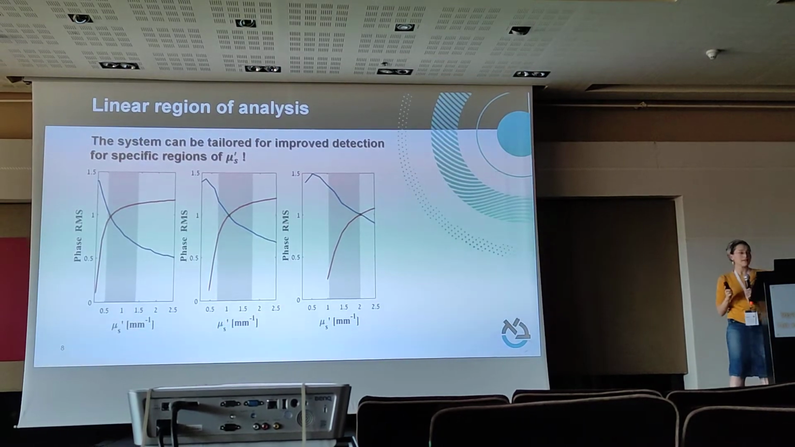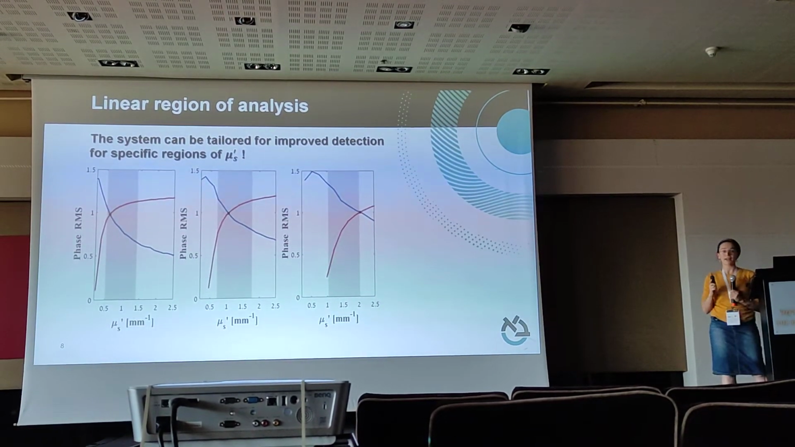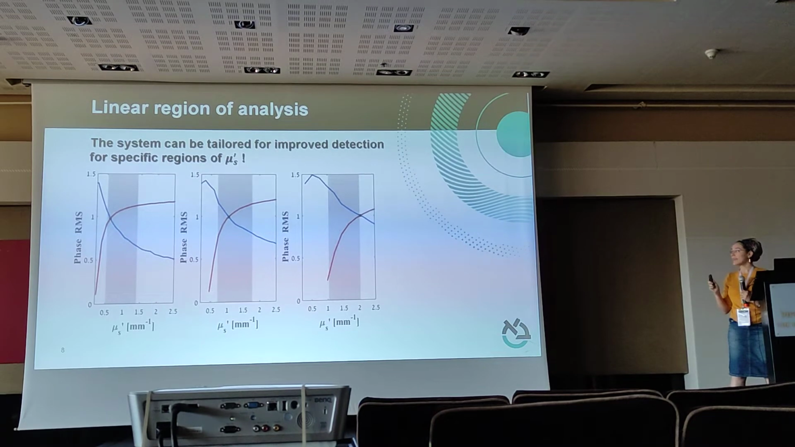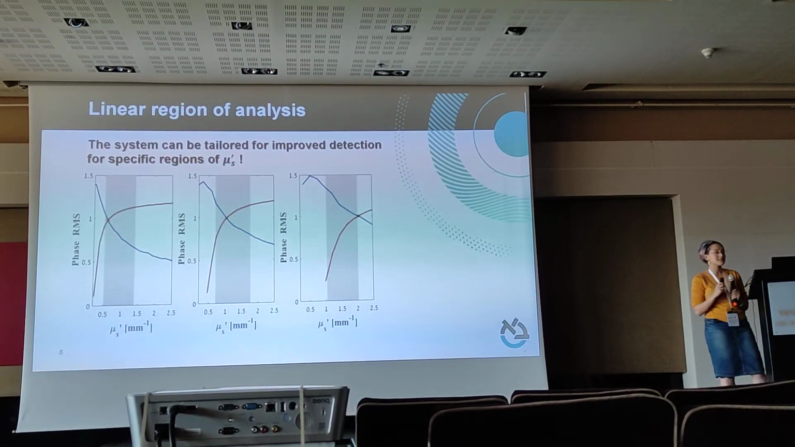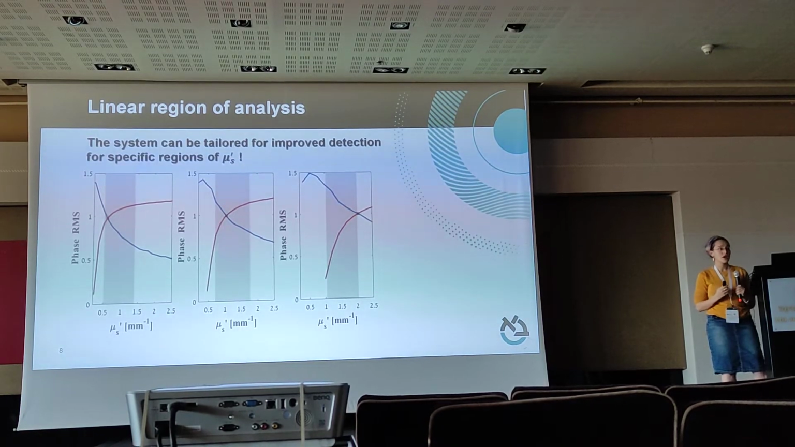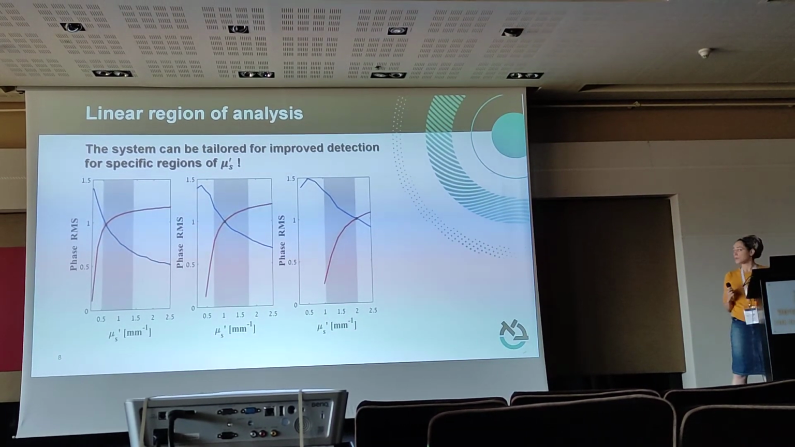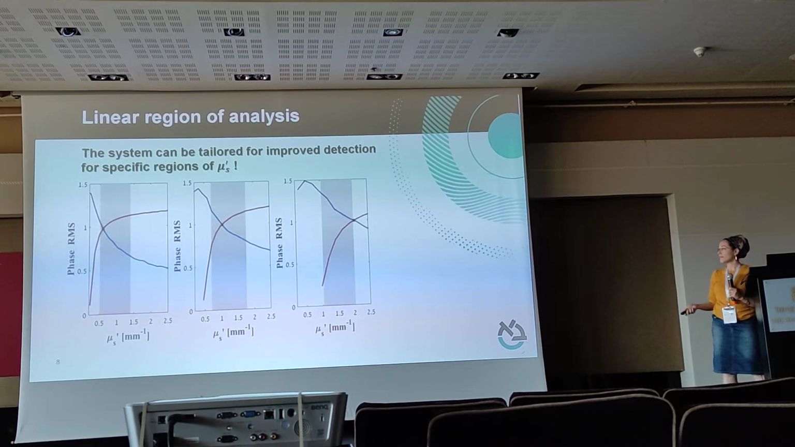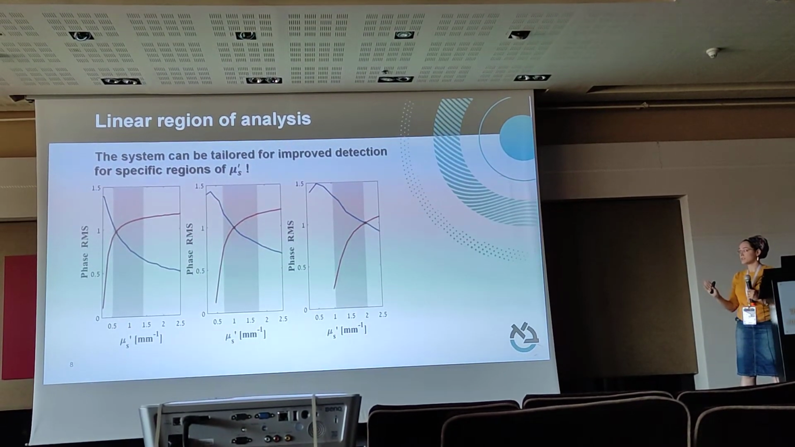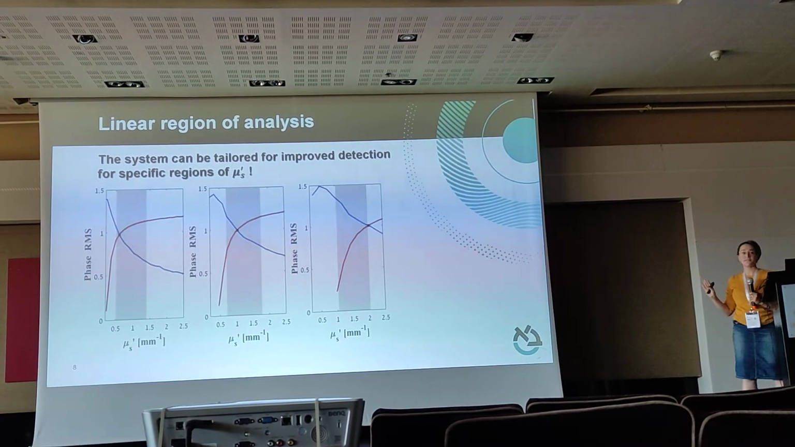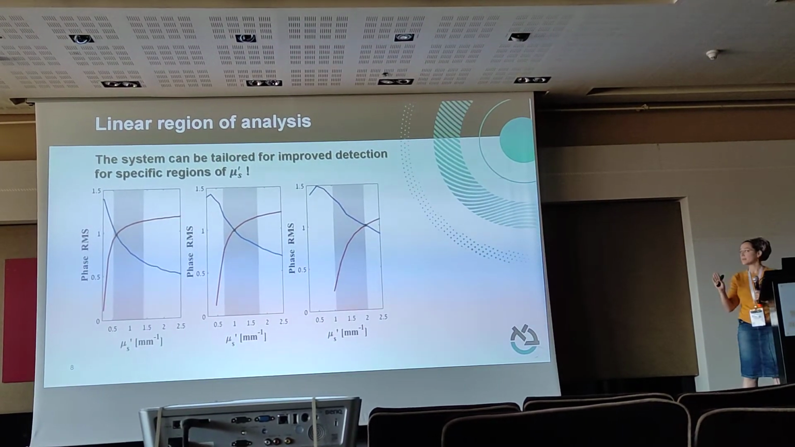An important thing that we saw while magnifying our system is that our technique can be tailored for improved detection of specific desired ranges of reduced scattering coefficients. You can see here the gray areas are for different regions of reduced scattering coefficient. They shift with the magnification.